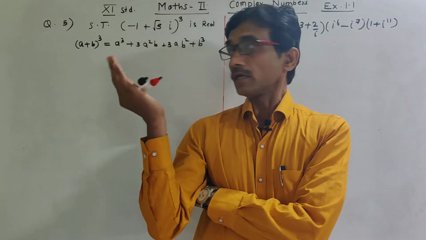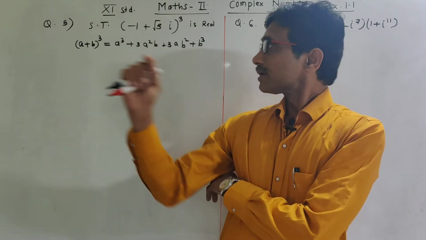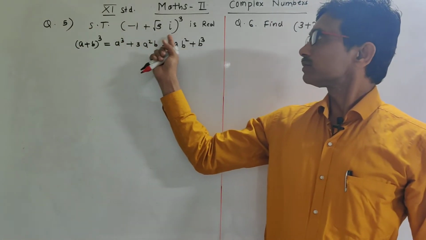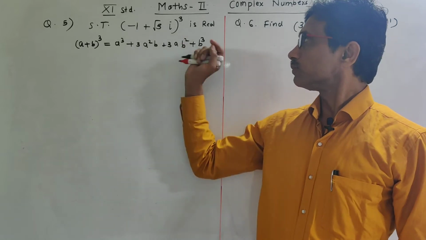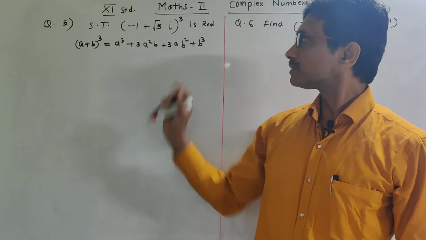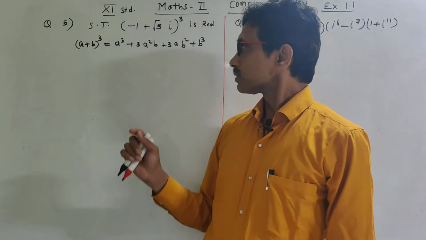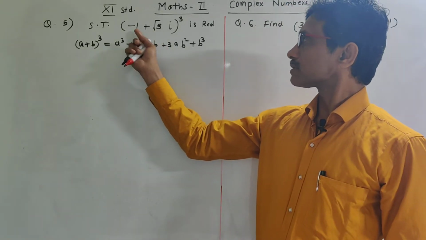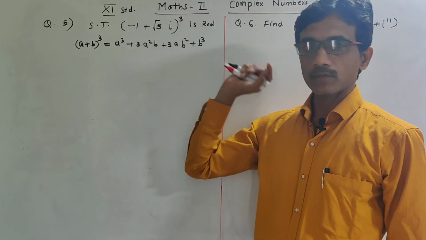So let us see question number 5. Show that (-1 + √3i) raised to power 3, that is q, is a real number. So this is a real number, that means there is no imaginary part. So here we expand this (-1 + √3i) raised to power 3.